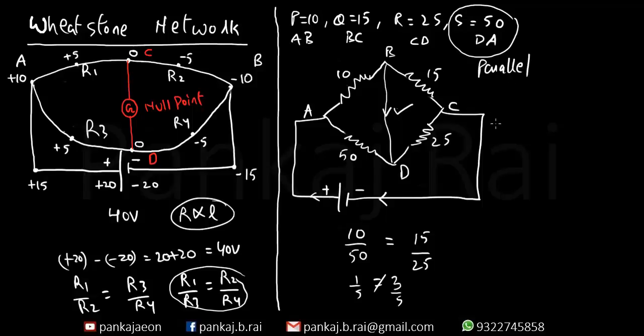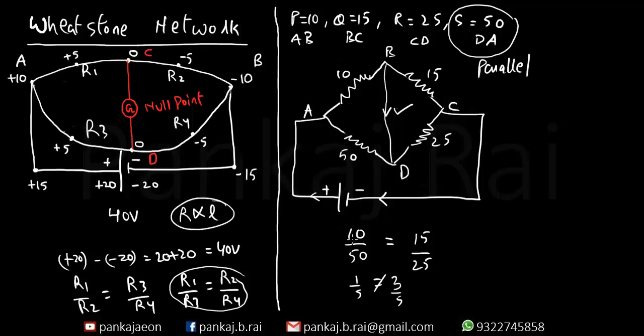Now what I am saying is, the question can be asked in any way. These are the 4 resistors which are given in a Wheatstone network which is not balanced. So we have to adjust either of the resistors to make the network balanced. So we have to see what changes we have to make. For example, this is 10 by 50, which is 1 by 5, which is not equal to 15 by 25. So this is 3 by 5.